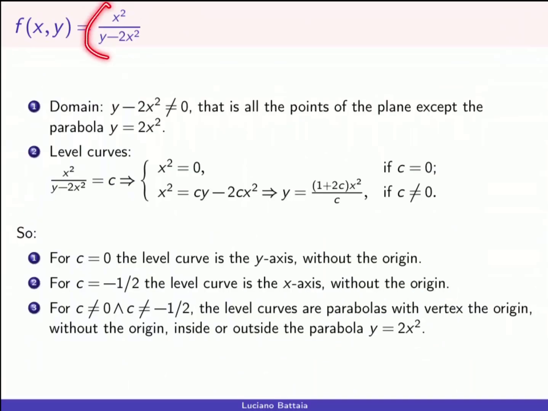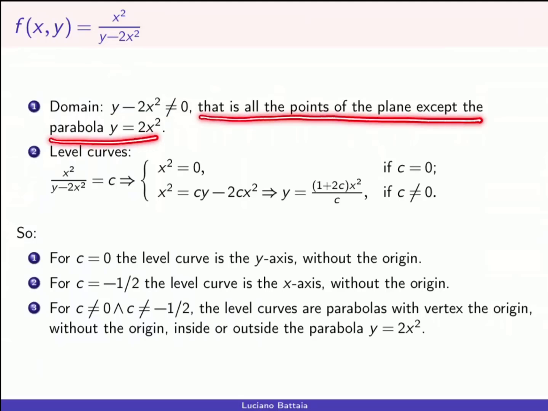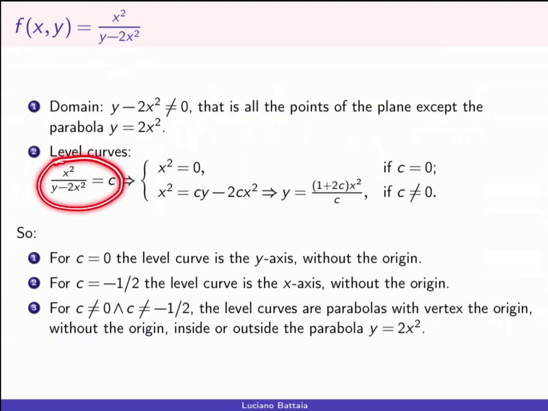Consider now the function x squared over y minus 2x squared. The domain is given by the condition y minus 2x squared different from 0 coming from the denominator. That is all points of the Cartesian plane except the parabola y equals 2x squared. The level curves are defined by the usual equation.